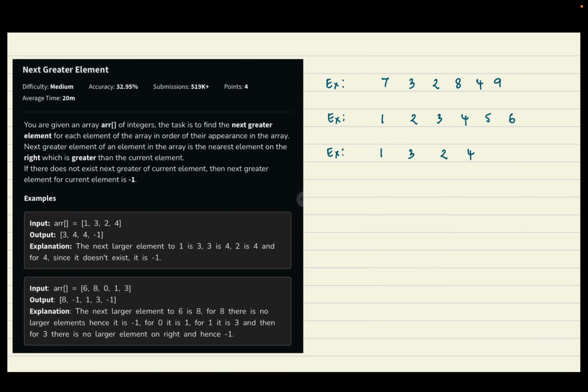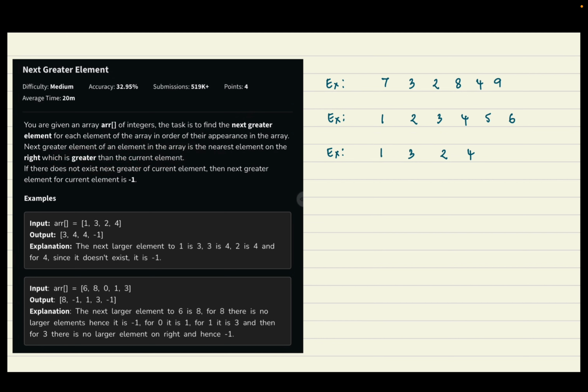Let's solve an interesting problem today. Next greater element. Okay, the problem statement states you are given an array ARR of integers. The task is to find the next greatest element for each element of the array in order of their appearance in the array. The next greatest element of an element in an array is the nearest element on the right, which is greater than the current element.